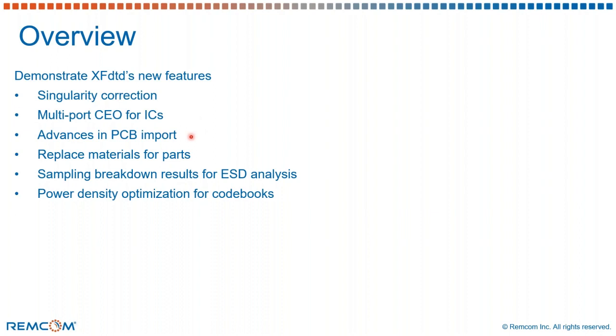And following that, we have three usability related features: advances in PCB import and the capability of replacing materials for different parts in the CAD model. And the third one is the sampling breakdown results for ESD analysis. And in the end, we will be covering the power density optimization for codebooks.